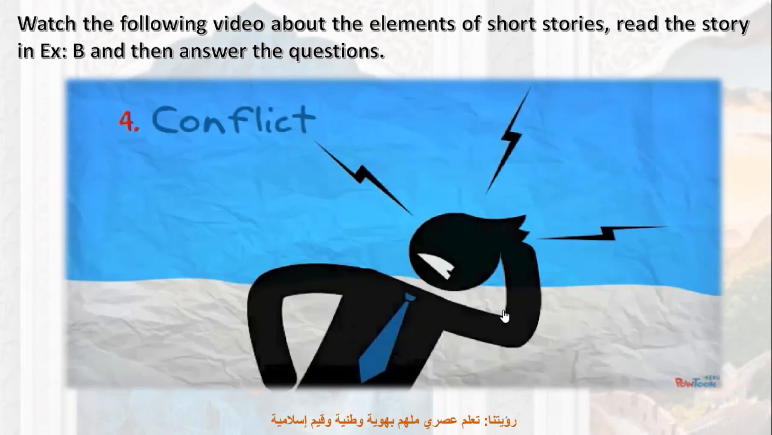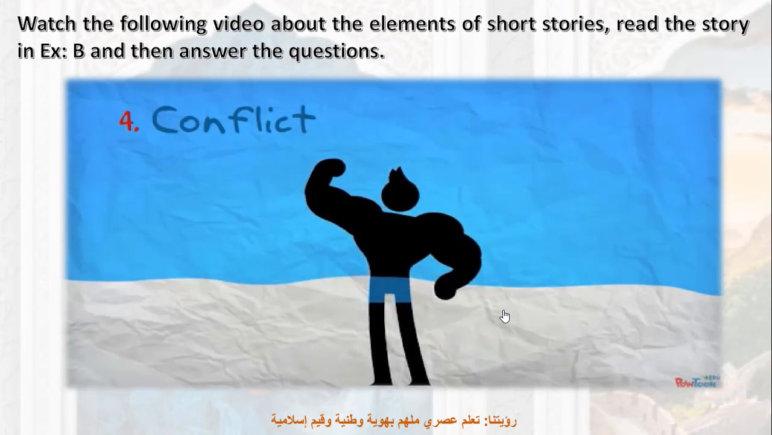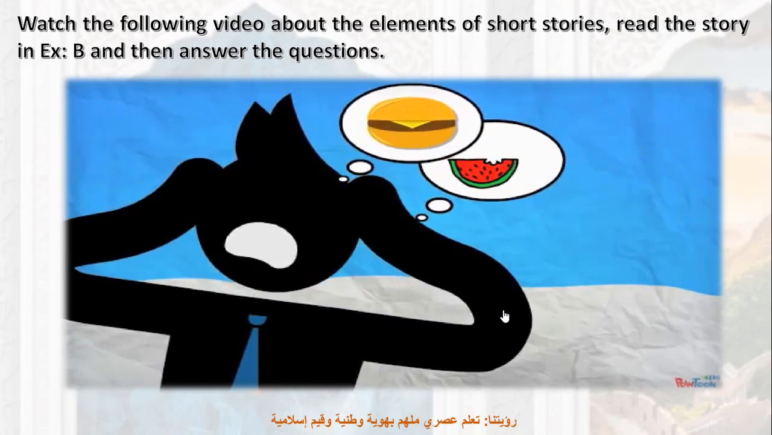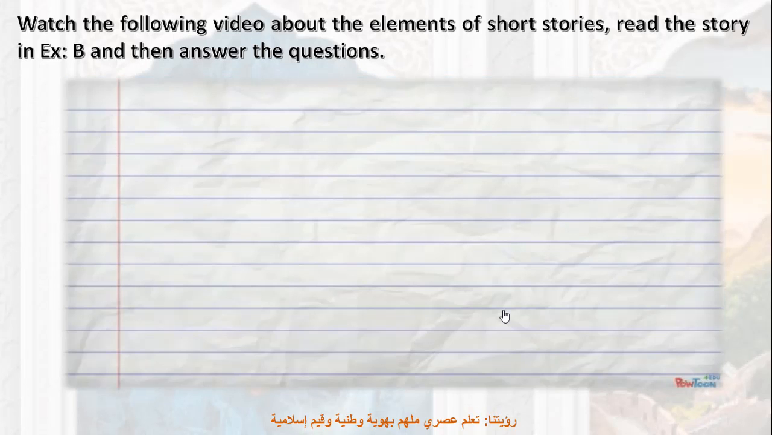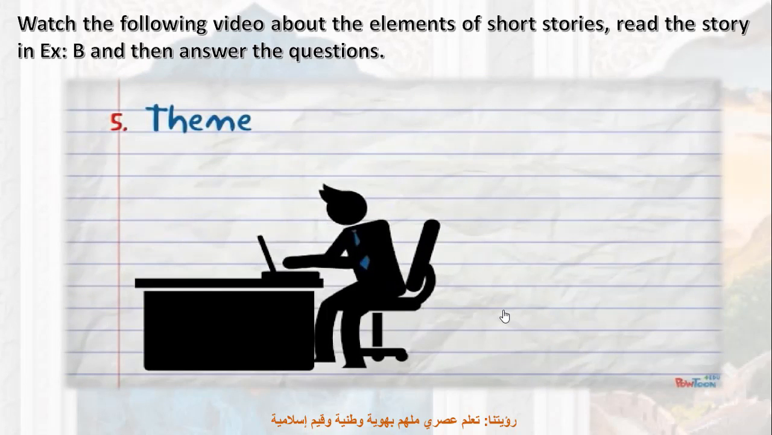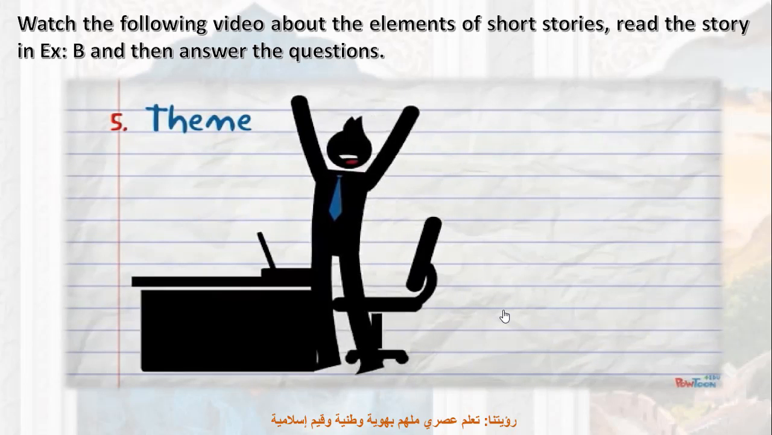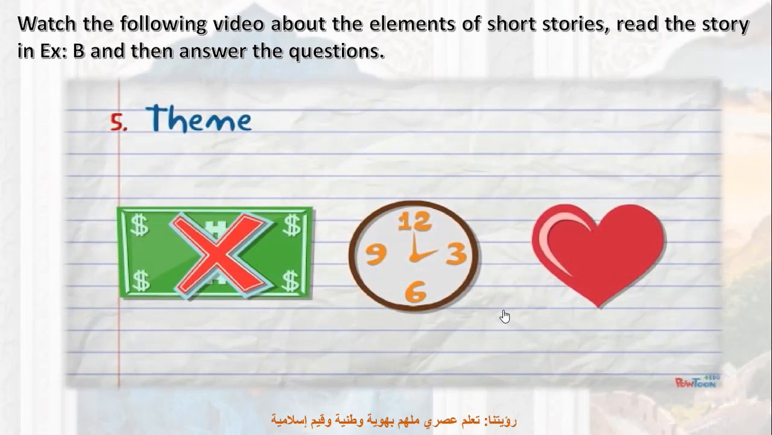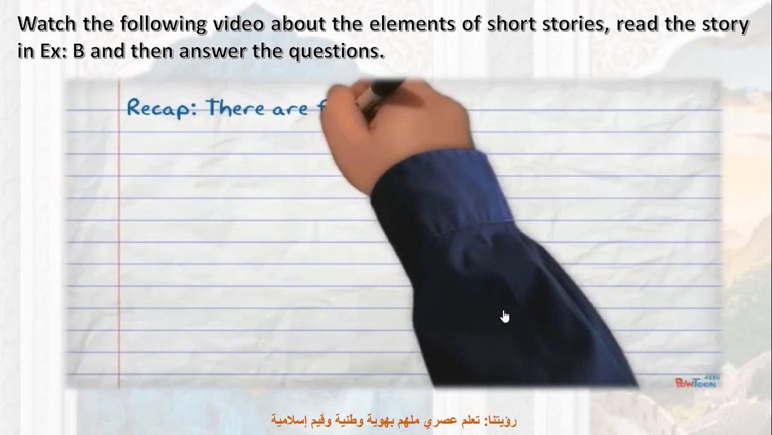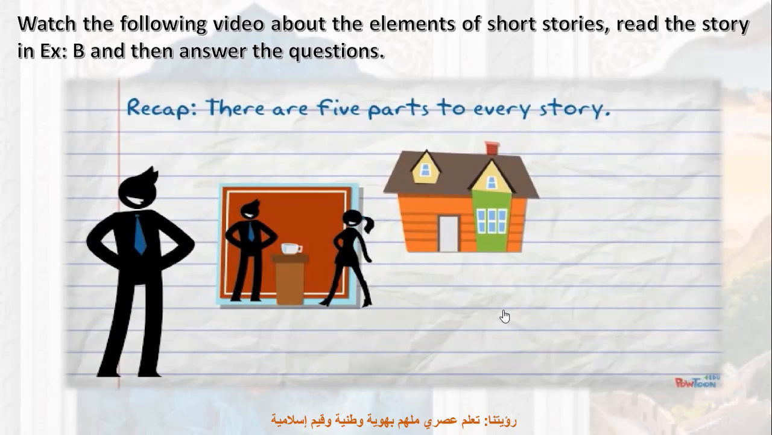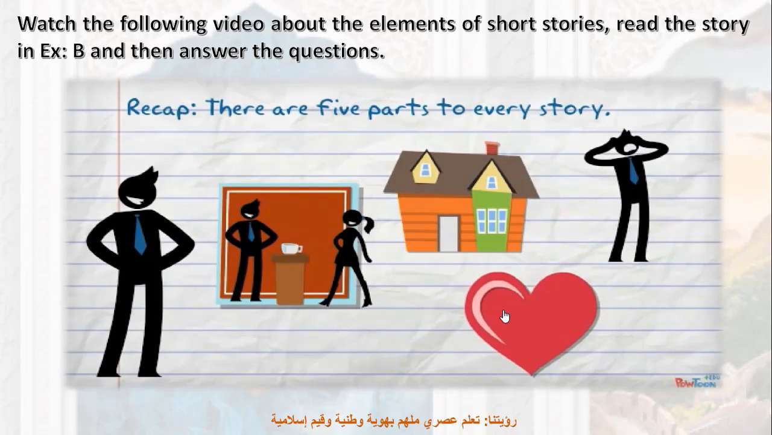Fourth, there's conflict, which is the problem the character faces. Conflict may be between 2 characters, between a main character and nature, or between the main character and himself. The theme of the story is the lesson, message, or moral that the author is trying to communicate through the plot and characters. Common themes include you can't buy happiness, the early bird gets the worm, and all you need is love. So, to recap, there are 5 parts of a story: character, plot, setting, conflict, and theme.